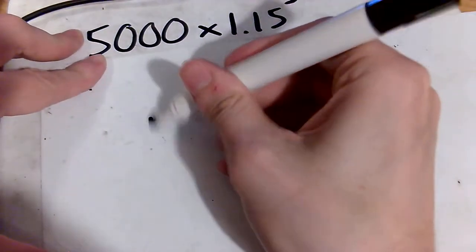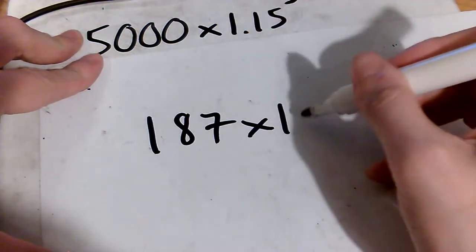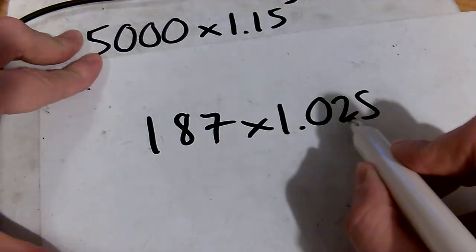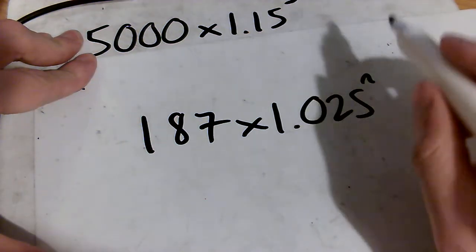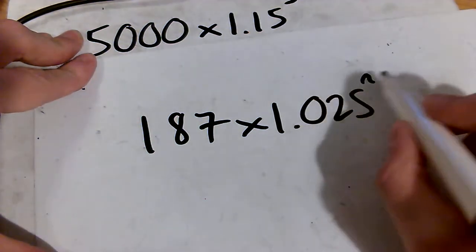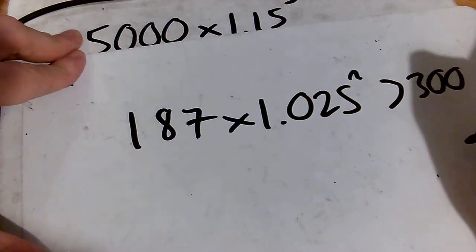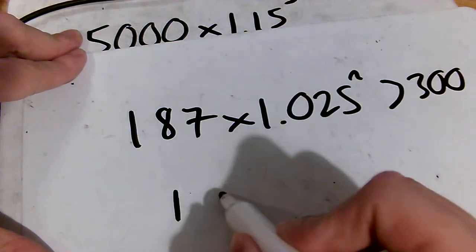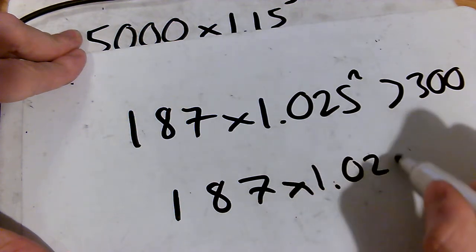So in this case, we know that we've got the first term, 187 million. We've got the multiplier, so it's increasing by 2.5% each month. And we don't know how many months it's going to go for, because that's what we're trying to work out. So we put that as n, and we know it's got to be bigger than 300. So this is an equation that we can solve using the GDC.